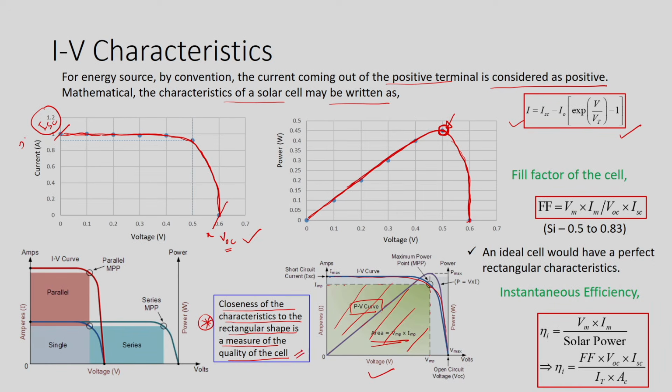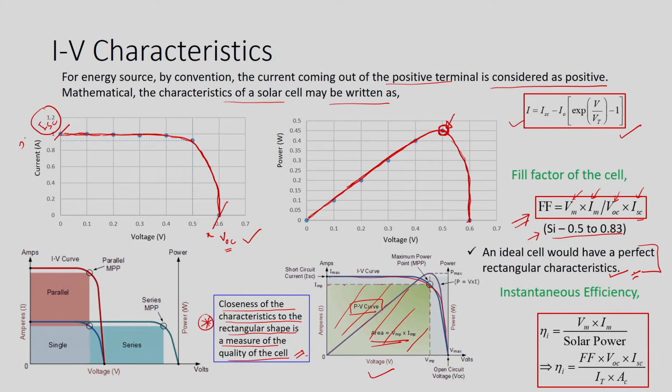This gives rise to a parameter called fill factor, which is mathematically Vm multiplied by Im divided by VOC into ISC. Here Vm is the maximum voltage, Im is the maximum current, VOC is the open circuit voltage, and ISC is the short circuit current. The value of FF varies from 0.5 to 0.83 for crystalline silicon solar cells. An ideal cell would have perfectly rectangular characteristics, which we should remember.